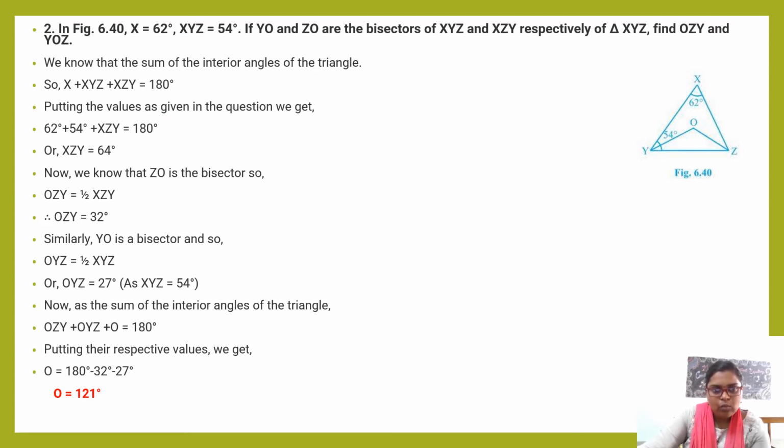Right. ZO is the bisector of angle XZY. So how am I writing OZY? Listen. OZY is equal to half of XZY. I already told you, bisector means it will divide the angle into equal halves. So half of XZY.